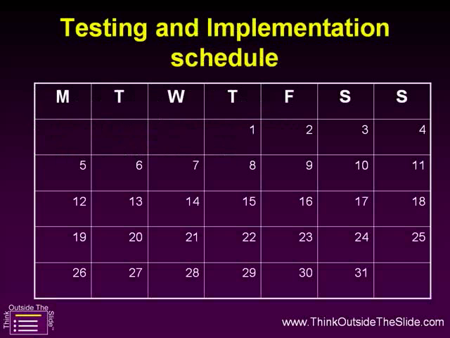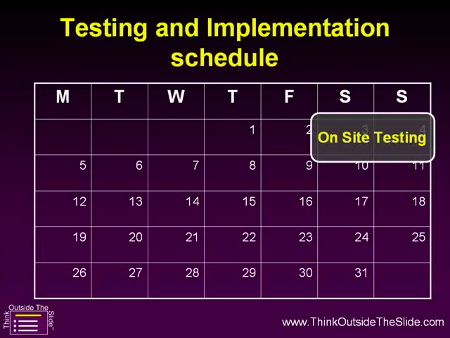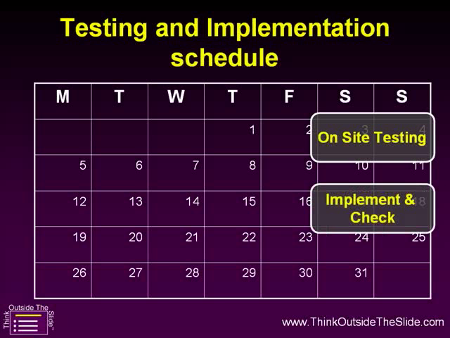Instead, you could create this. Our testing and implementation schedule. Folks, we need to be in on the 3rd and 4th because that's our on-site testing time. We've got to find all the problems. We've only got 2 weeks to fix them because on the 17th and 18th, that's when we do our new implementation. Check that everything's working because on 19th, it goes live. Isn't that more powerful? Of course it is.